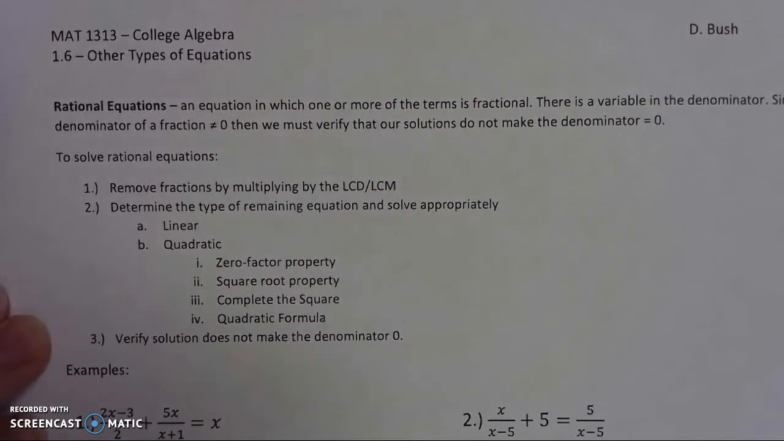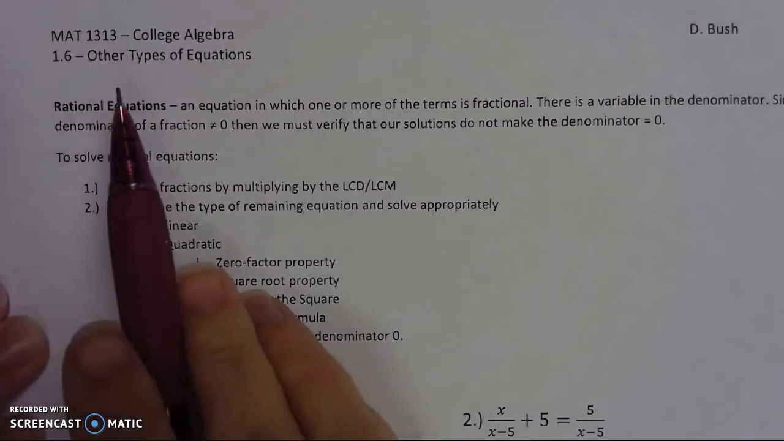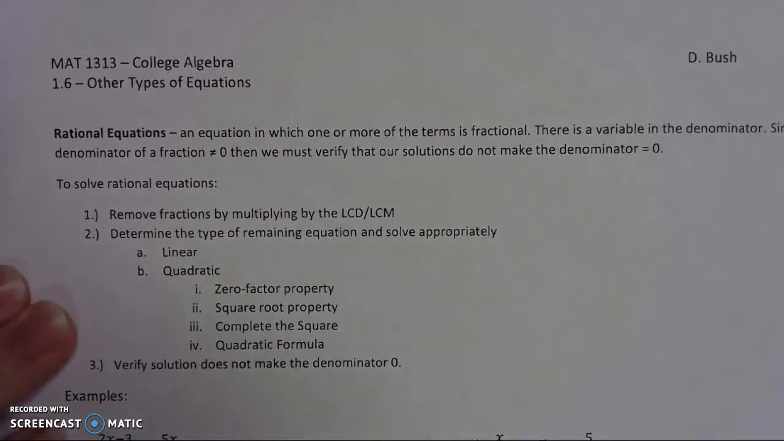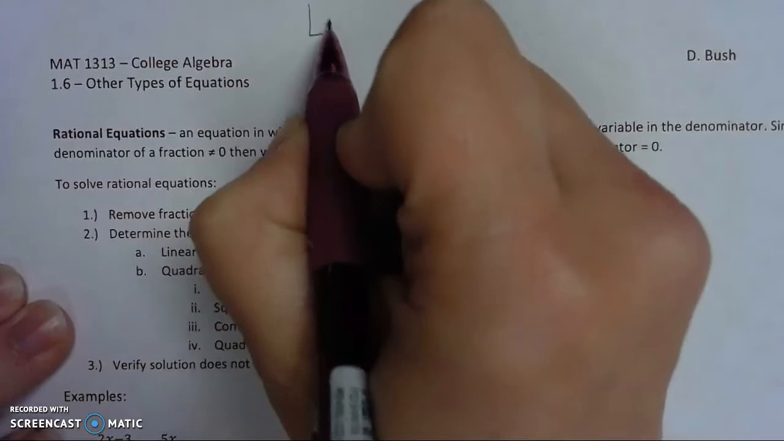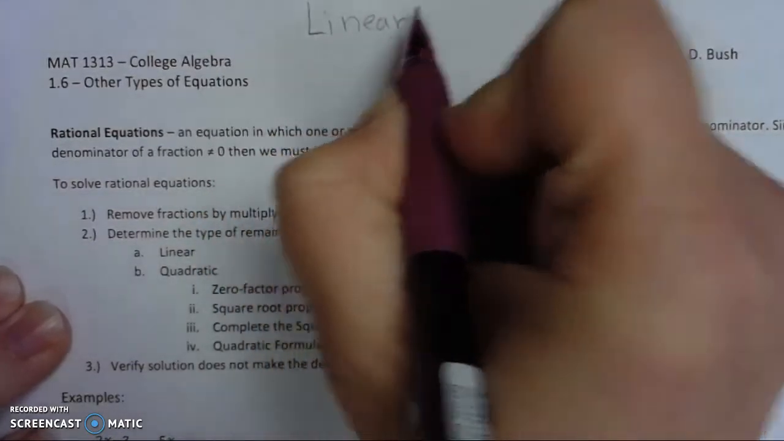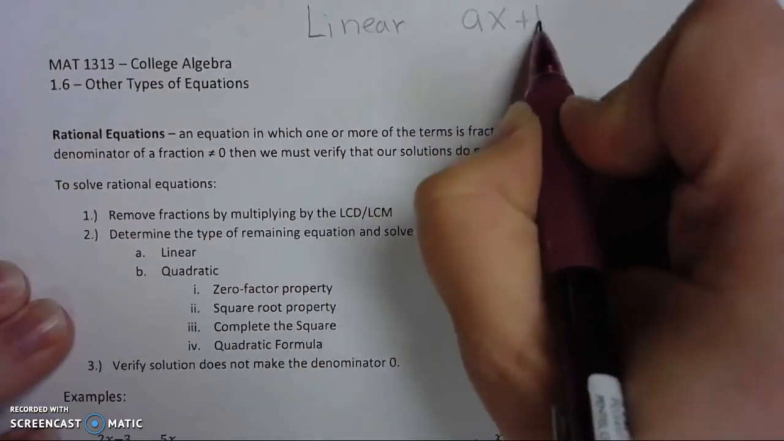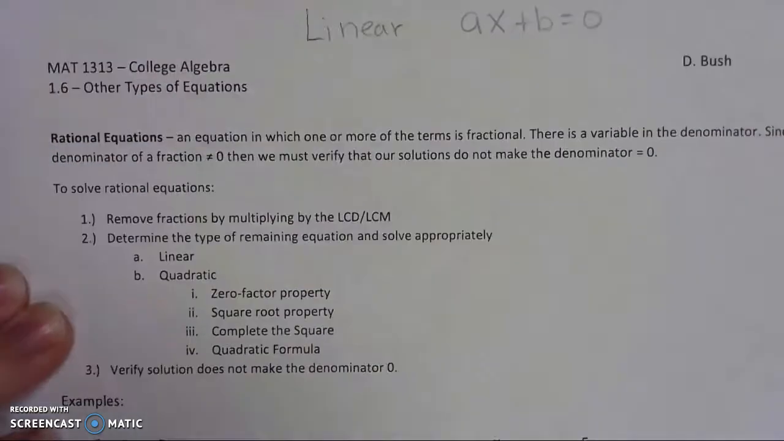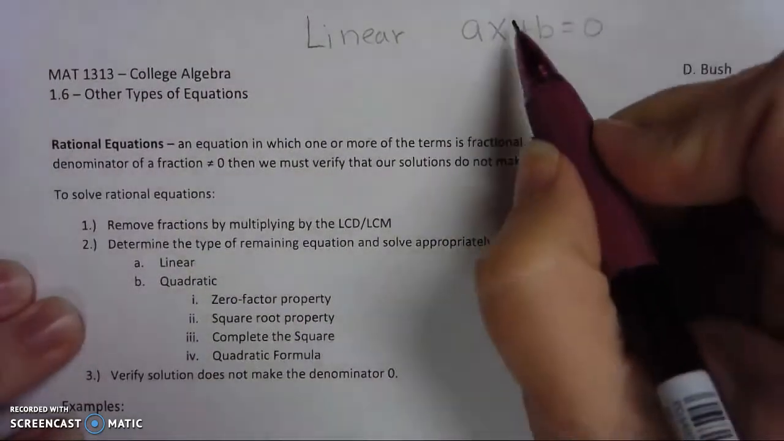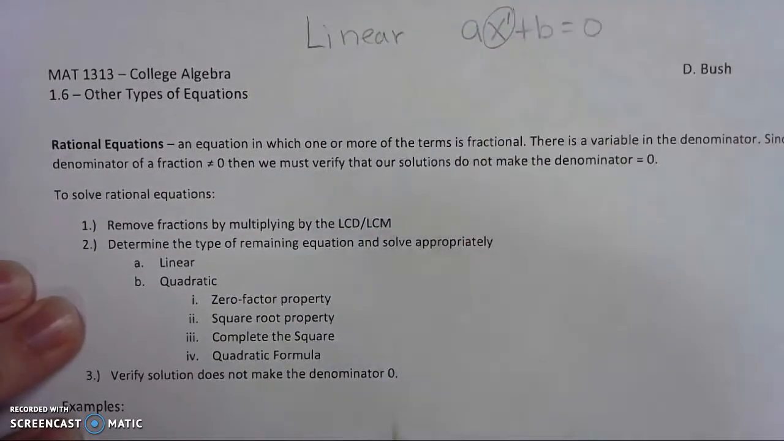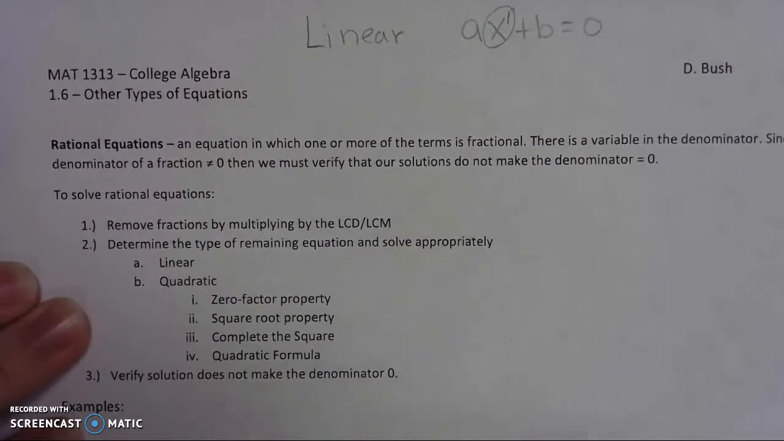This video will cover section 1.6 on other types of equations. Previous to this section, we've discussed two types of equations. The first one being linear, and we said that a linear equation could be written in the form ax plus b equals 0, where a and b are numbers, and x is our variable, and the largest exponent would be 1.